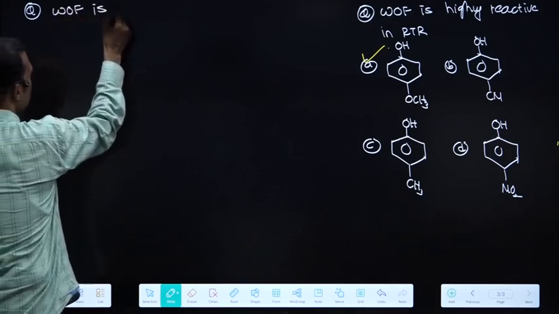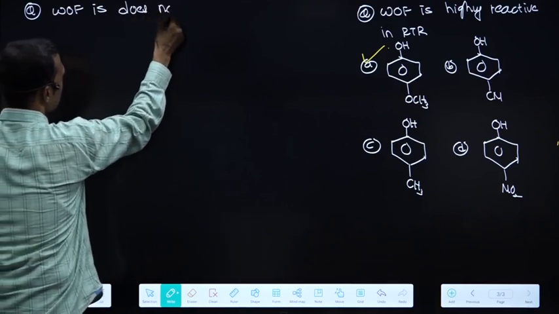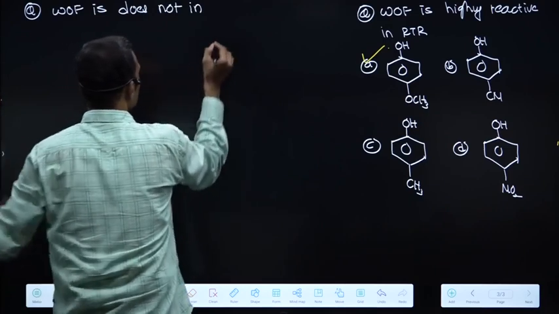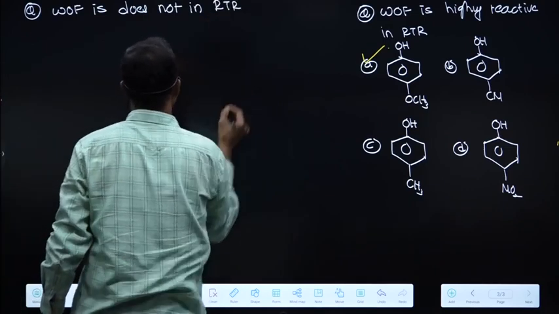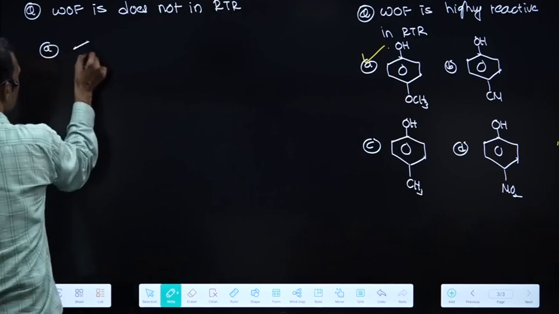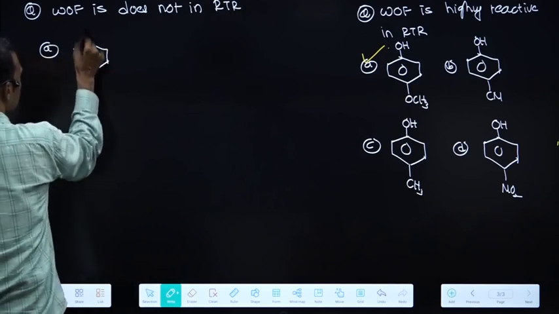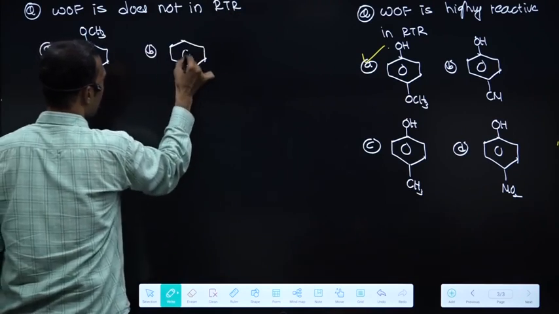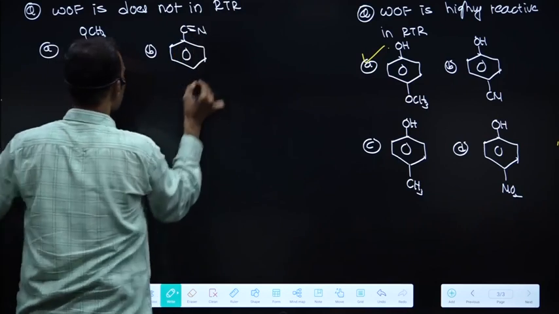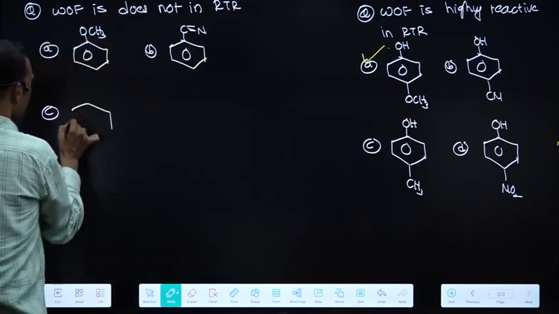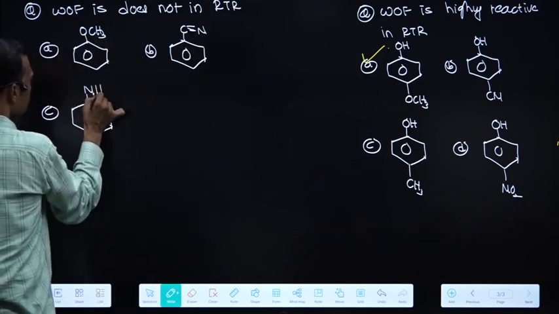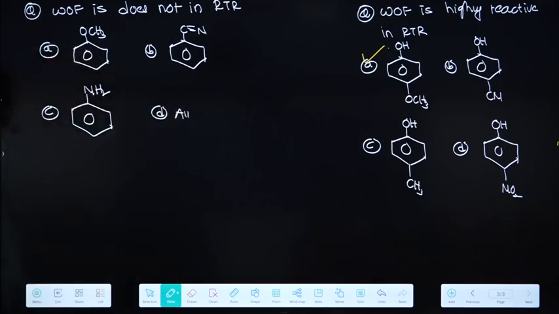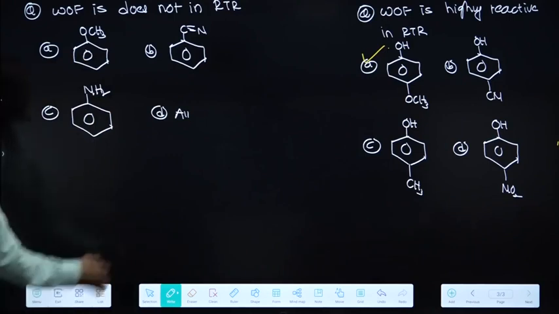Now, which of the following does not get involved in the Reimer-Tiemann reaction? Which of the following does not get involved in the Reimer-Tiemann reaction? This is OCH3, B, cyano, C, aniline. Option D, all. Which is not involved in RTR? All are not involved.